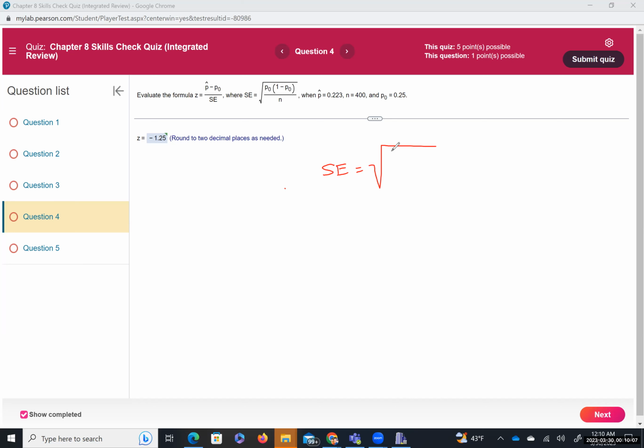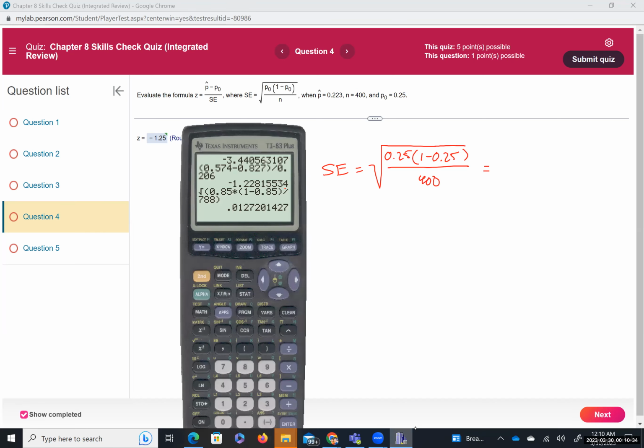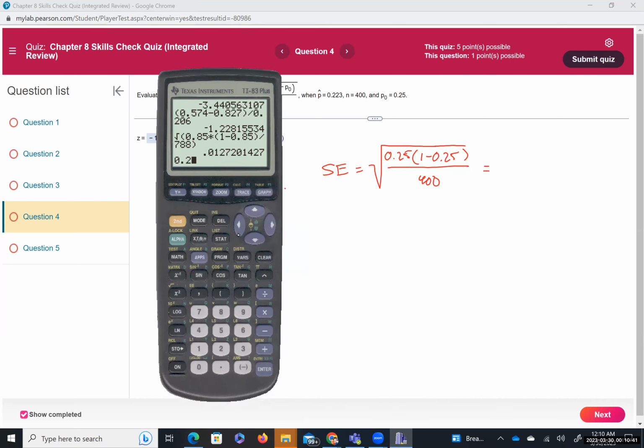The standard error will be equal to the square root of the null proportion 0.25 multiplied by 1 minus 0.25, everything divided by 400. So you will use calculators to handle this. And what is that going to be? 0.20. Oh, actually, let me do the square root first.